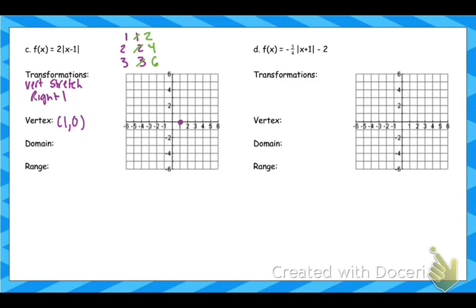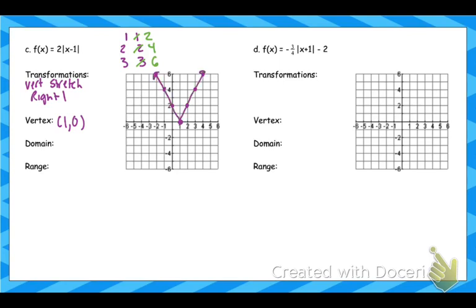The reason we don't need to worry about stretching or reflecting the vertex is because originally the vertex is at 0, 0. And if you multiply that by anything, it's not going to change it. So the vertex is only affected by those shifts. So then from the vertex, over 1 and up 2, over 2 and up 4, over 3 and up 6, and then we have our symmetry, and we have our graph.